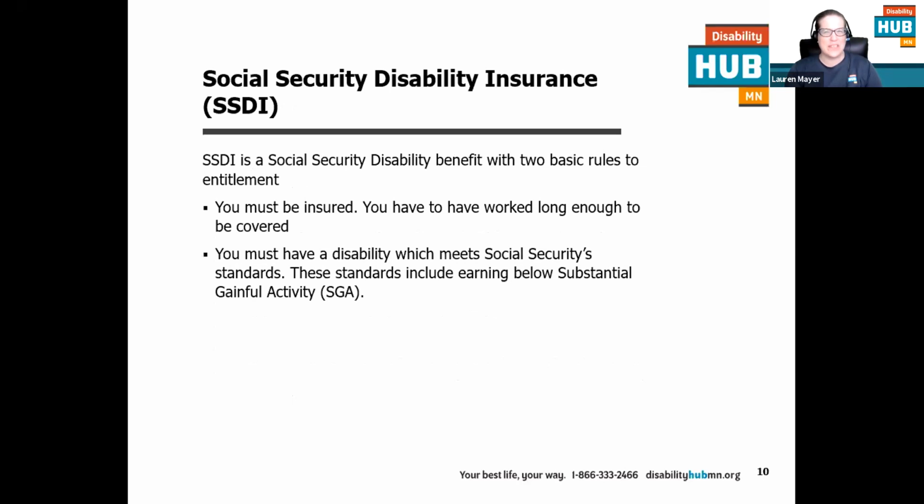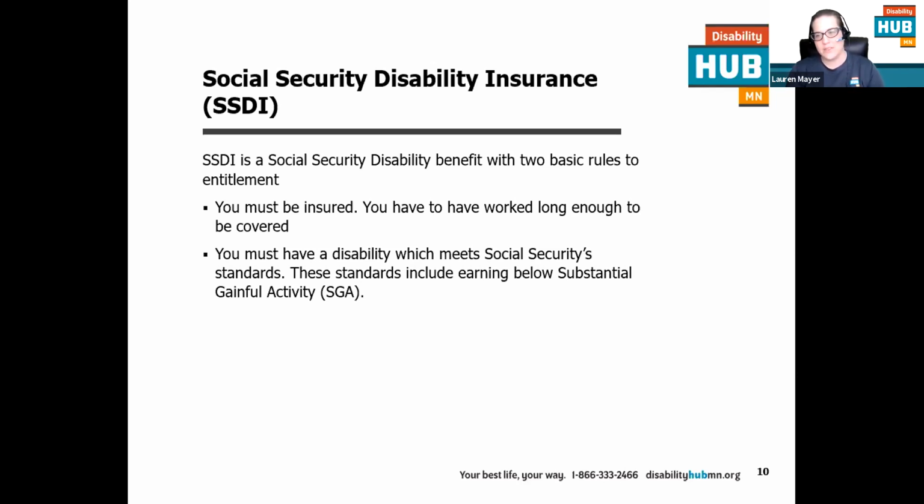There are two basic rules to be entitled to SSDI. So the first is that you have to reach what's called insured status, which means you have to work long enough to be covered by the Social Security program. So the money that you pay in taxes to Social Security out of your earnings, out of your paycheck, is put towards a trust for this benefit. And so once you have reached a certain number of working hours, you are considered insured. So that's the one thing that you need to have to be eligible.